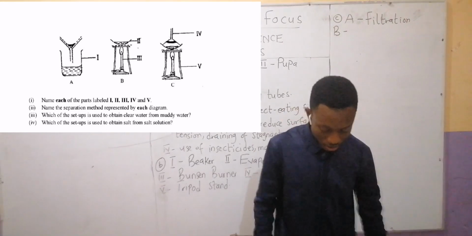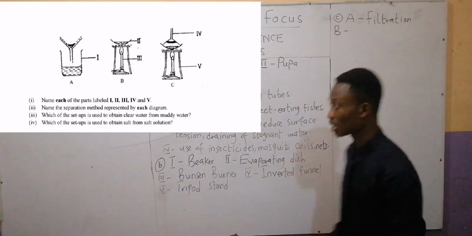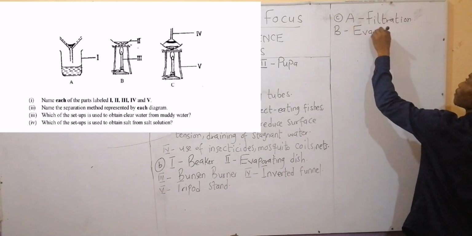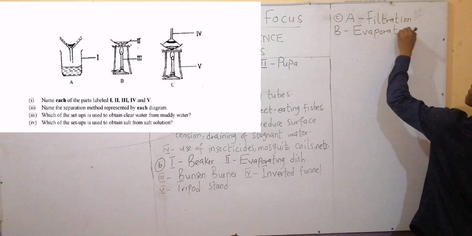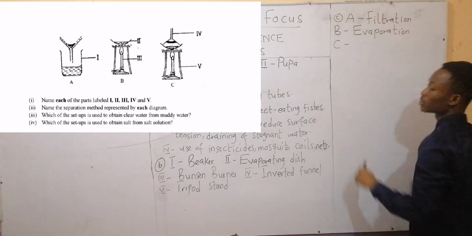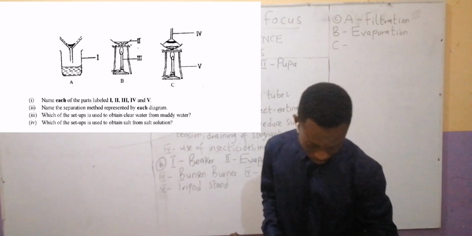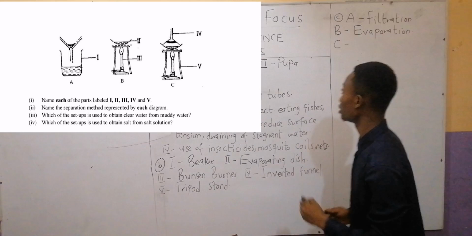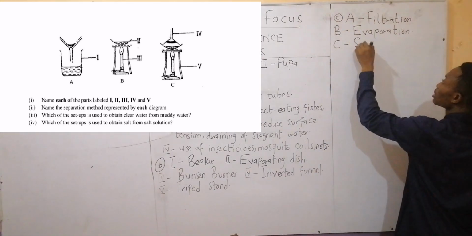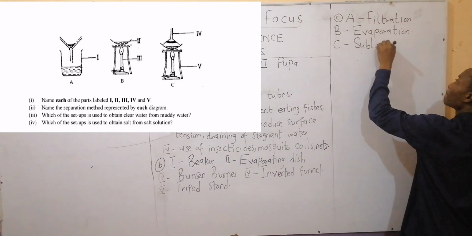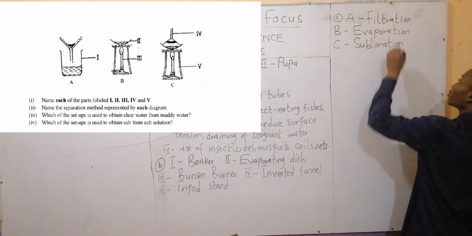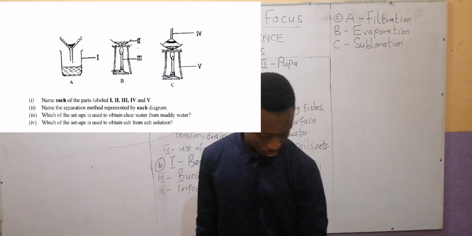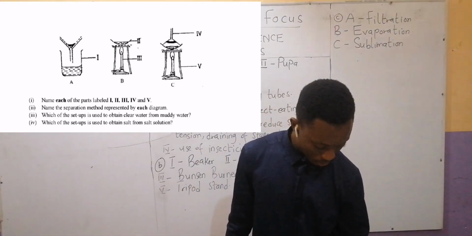B, we have heat, we have an evaporating dish. So basically there is evaporation. That is the clue, evaporation. C. Now what is C? So C is sublimation. A method where a solid changes directly to gas by the use of heat. That is sublimation.